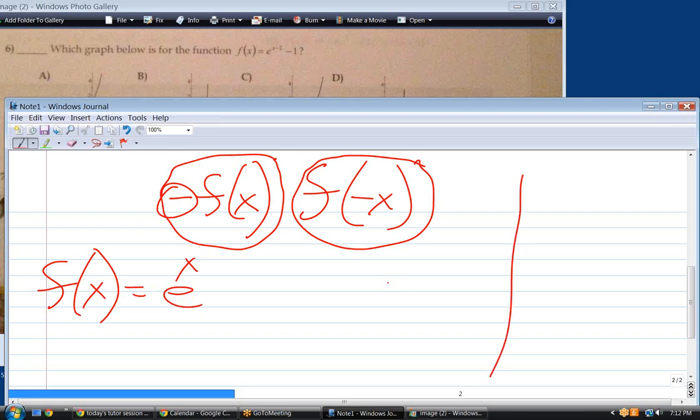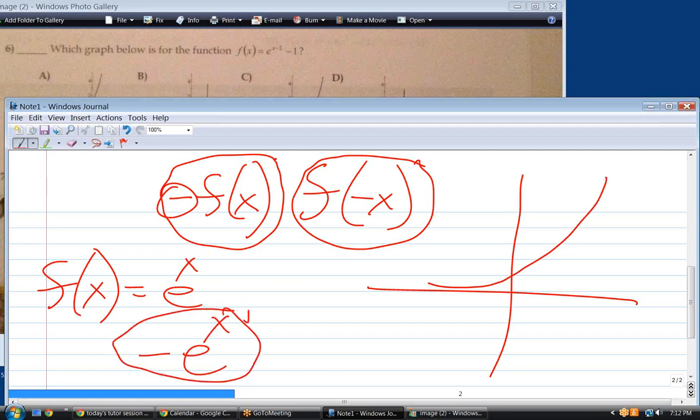Well, e to the x looks like this. So if I said negative e to the x, that's negative f of x. This corresponds to this. So I would reflect it over the x-axis and it would look like that.